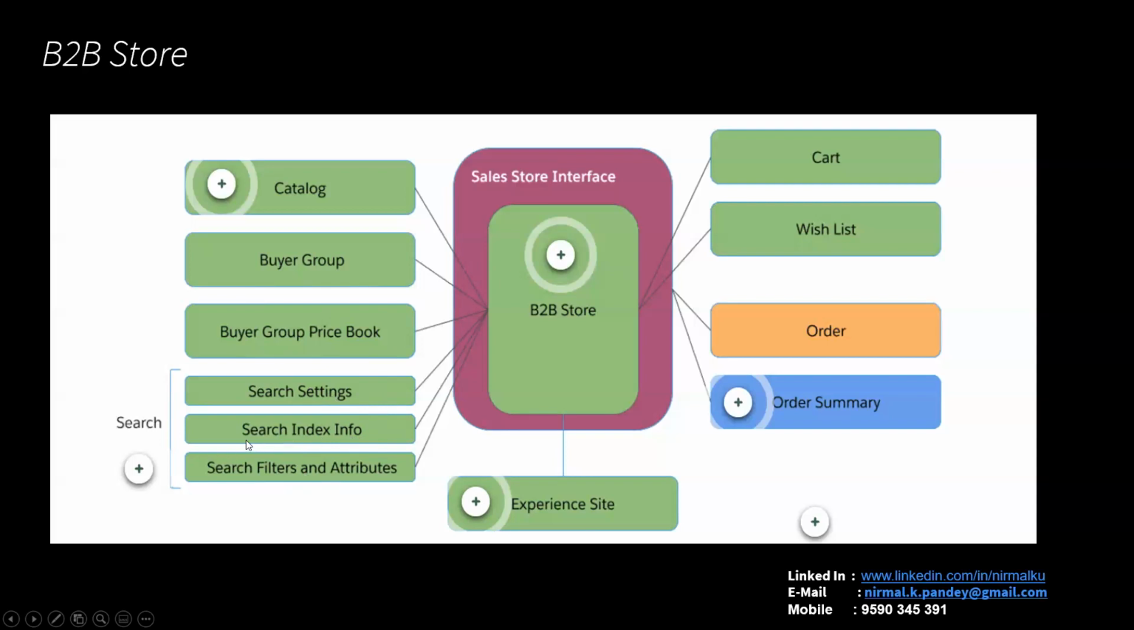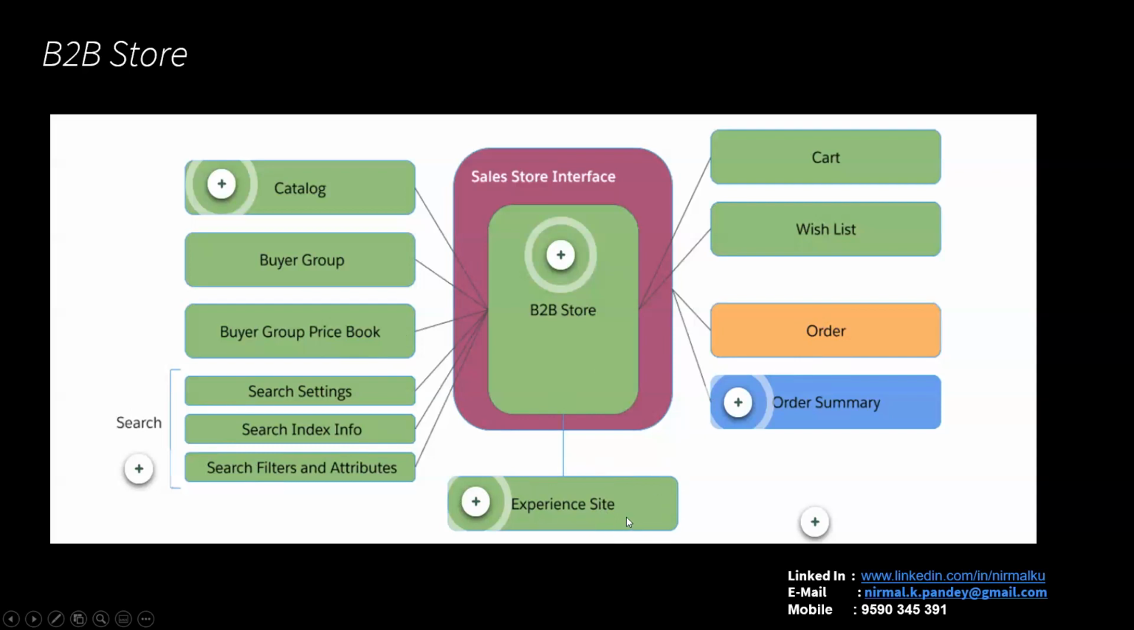Then we have the search capabilities in B2B. It's very important to have faster search. So Salesforce provides a searching capability where we can basically index those things. So you will have a search index there where you can click to make it index immediately. So whenever you are adding a product or catalog, they are not immediately reflected on the site. You need to build this index, and then only it will appear.